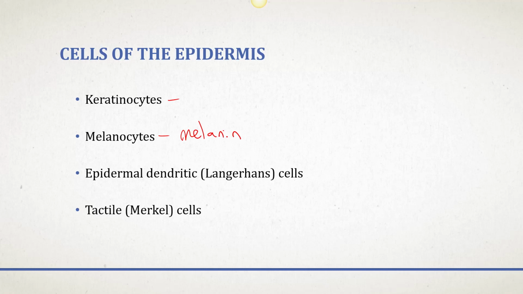Epidermal dendritic cells, or Langerhans cells, eat substances that make their way into the epidermis. So if you ever do get a paper cut and have a bacterial infection there, these cells are going to help eat up that bacteria. And then tactile or Merkel cells provide sensory information from the epidermis. So they're light touch receptors. Light as in gentle touch receptors. So they can feel tiny little touches on the surface of the skin.